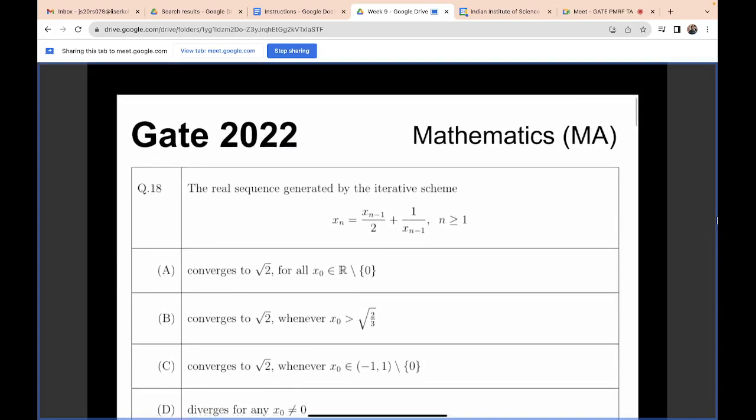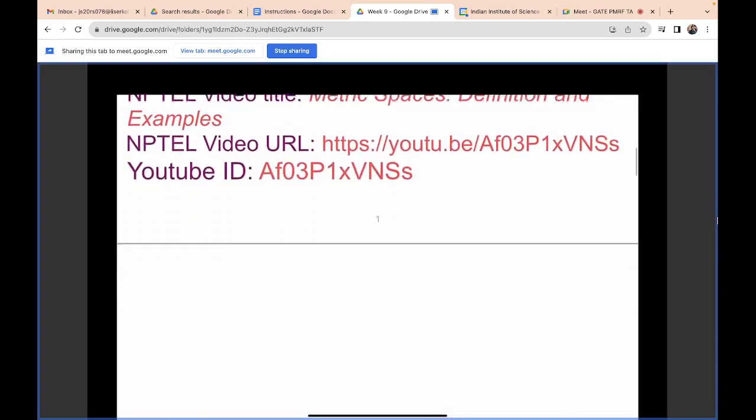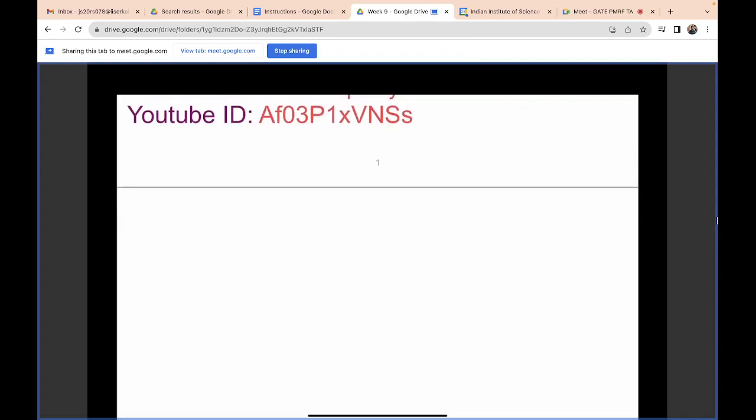Okay, so let's start. You have to check basically when this sequence converges or diverges. So x_n is given by x_{n-1}/2 + 1/x_{n-1} for all n greater than or equal to 1. In order to check that, this is defined by recursion, right? If you start with some initial condition, we'll show that this is either monotonically increasing or decreasing, or bounded above or below.